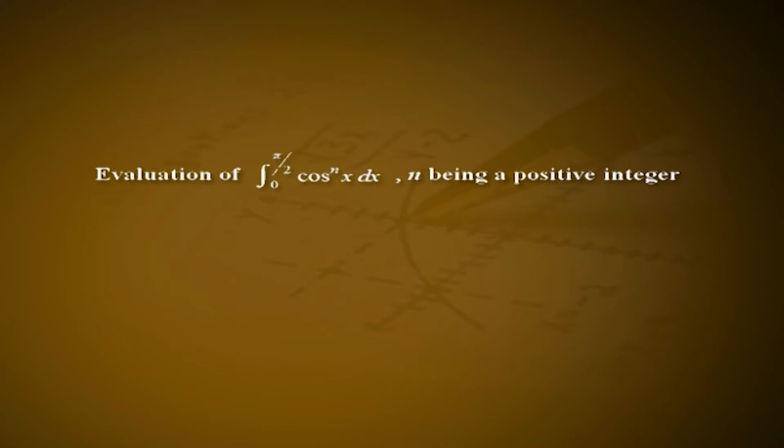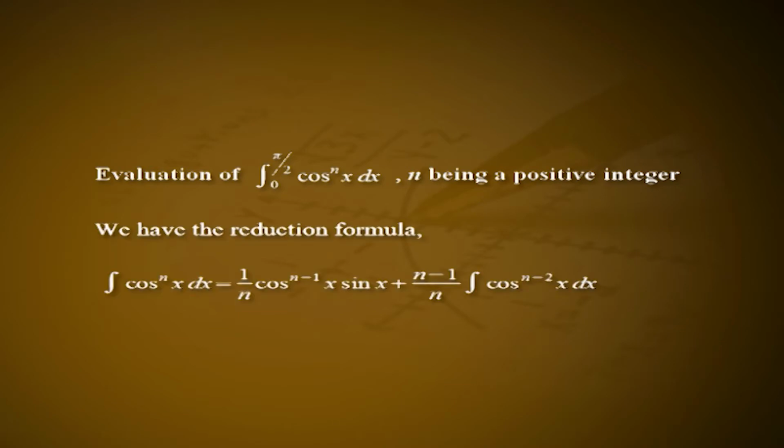Evaluation of the integral from 0 to pi by 2 of cos raised to n x dx, n being a positive integer. We have the reduction formula: integral cos raised to n x dx is equal to 1 by n into cos raised to n minus 1 x sin x plus n minus 1 by n into integral cos raised to n minus 2 x dx. Let I n denote the definite integral from 0 to pi by 2 of cos raised to n x dx.